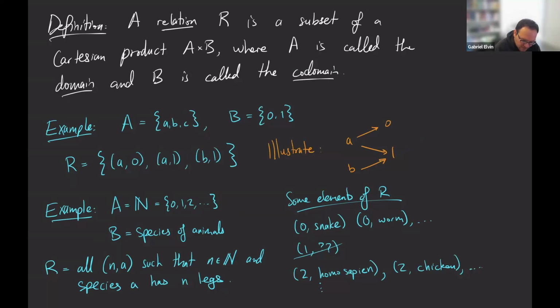And you can visualize this relation as well, right? Like 0, snake, worm, and there are more. So there'd be more arrows just coming off of 0. So this is a relation as well, right? They can get as crazy as you want. Okay.